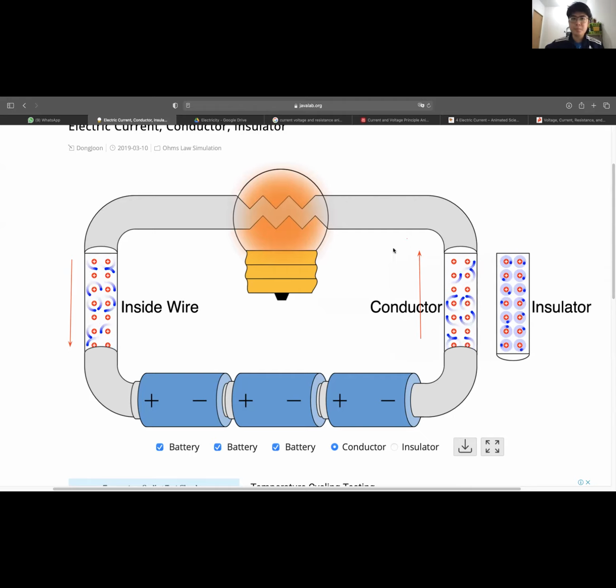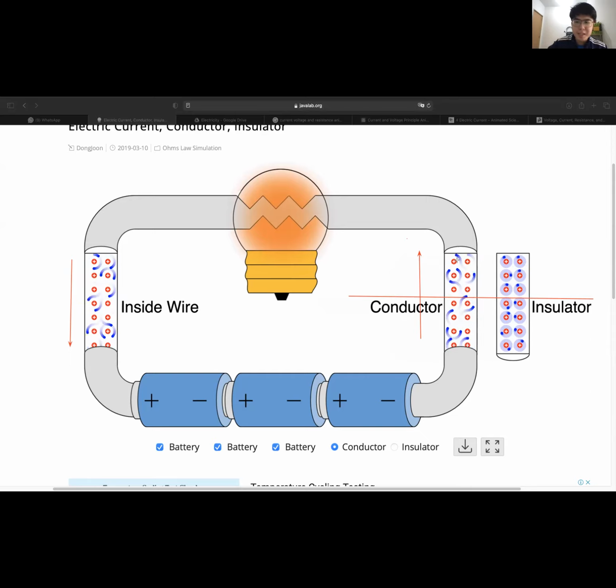So current is the flow of charge, and the faster the flow, the higher the current. You can think of it like how fast the electron flow past one point. Like if I draw a line across like this, how many electrons flowing past the line in 1 second? How many electrons crossing this line in 1 second? The more electrons cross the line in 1 second, that means the flow is fast. The higher the speed of the flow, the higher the current.